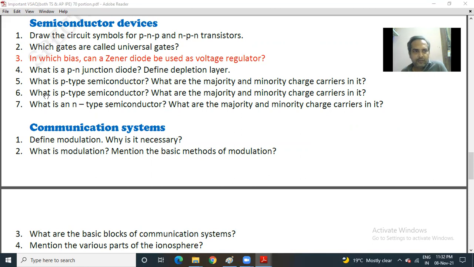6. What is p-type semiconductor? What are majority and minority charge carriers in it? So this is also repeated, so just ignore it. 7. What is an n-type semiconductor? What are the majority and minority charge carriers in it?